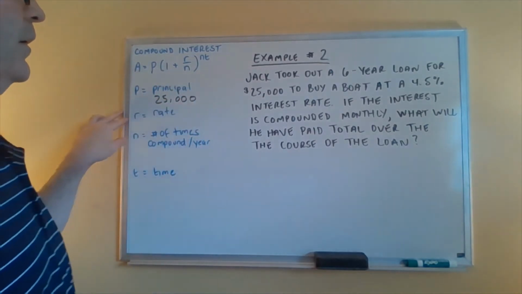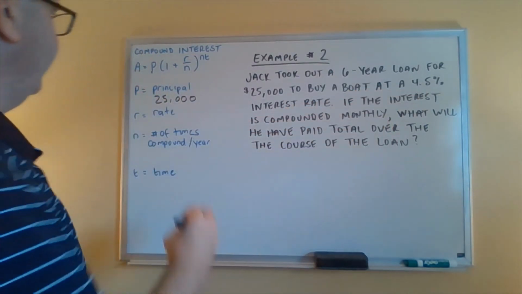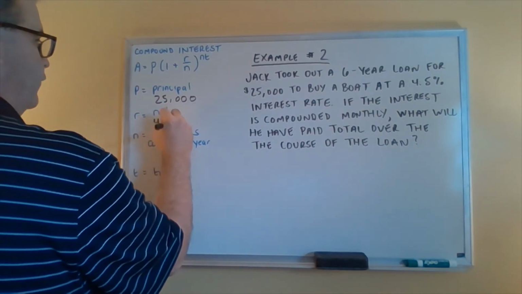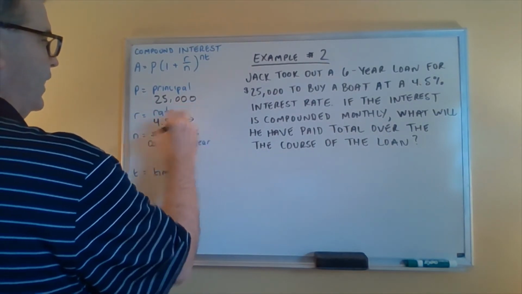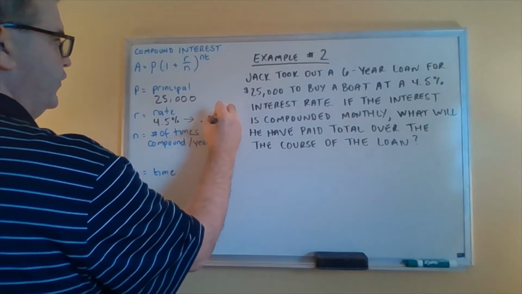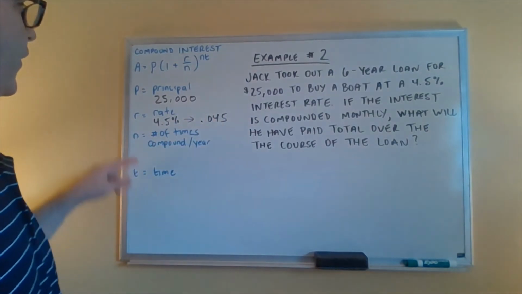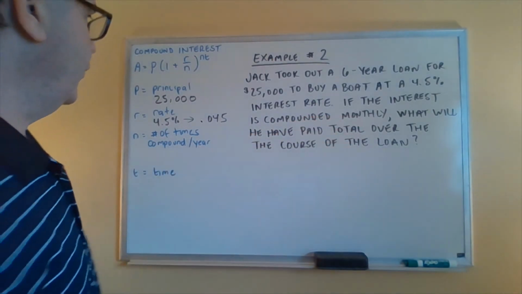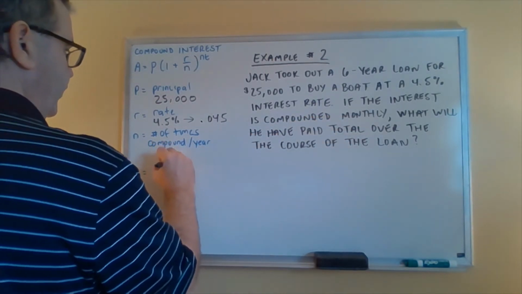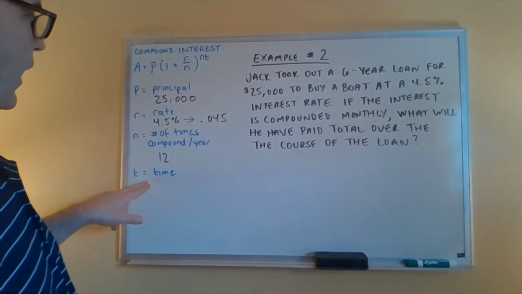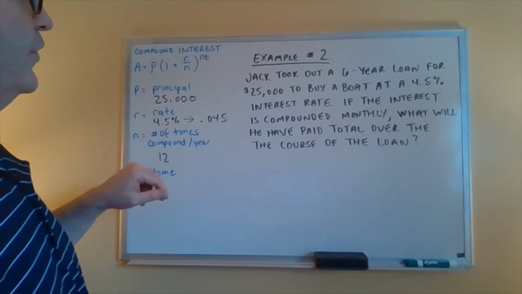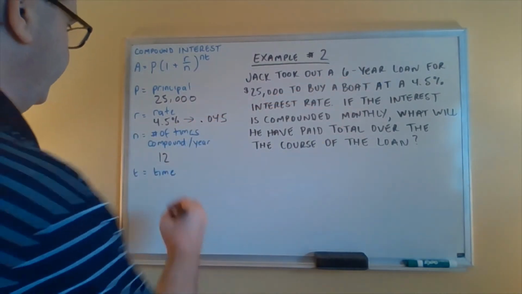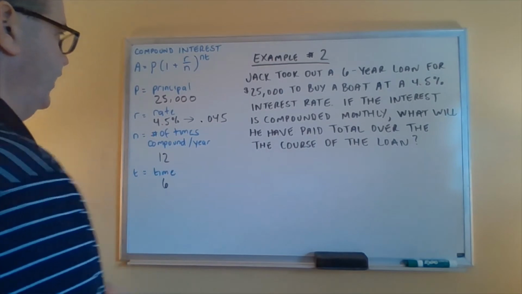Our interest rate is 4.5%. Let's write that as a decimal, so that's 0.045. The number of times it compounds a year: it compounds monthly. There's 12 months in a year, so we'll have 12 compounds. And our time, what was the time frame? It was a 6-year loan, so our T will equal 6.